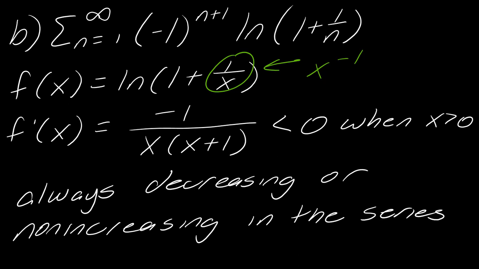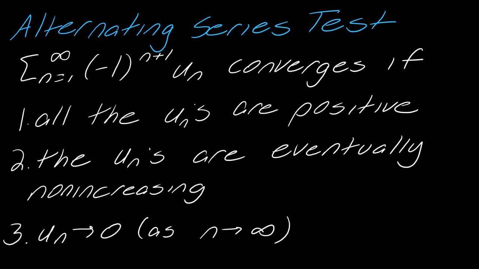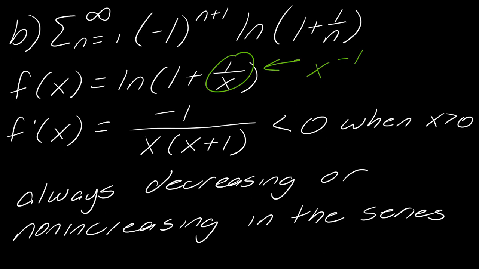Okay, so we're all good then on the three things that we need for the alternating series test. It says if these three things are met, then the series converges. It's a little bit of work to get there, but now I know that this definitely converges, and so I'm good to go.